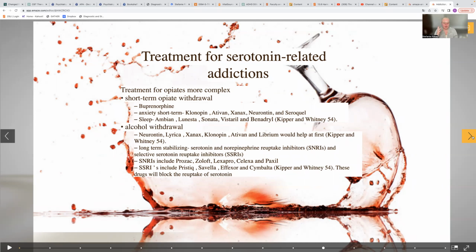Tell them, SSRIs and SNRIs will help with this. It is common for this to be needed. This is not just solely poor choices. This is a biological vulnerability in you.